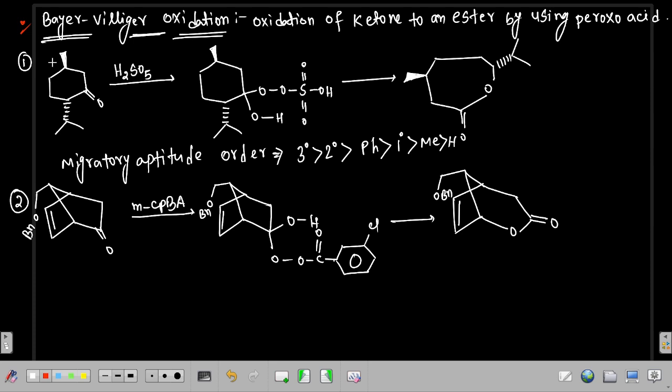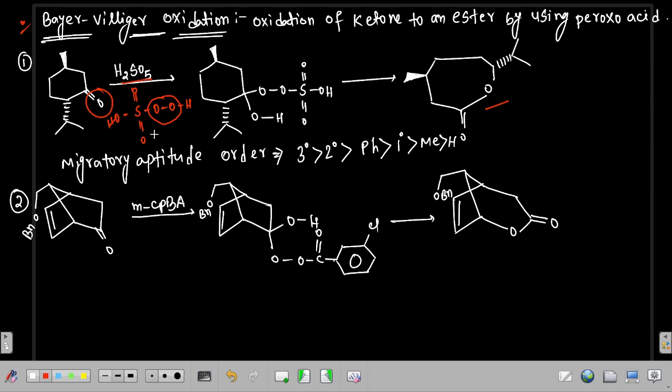Our next reaction is Baeyer-Villiger oxidation. This is an oxidation of a ketone to an ester, a cyclic ester, by using a peroxo acid. Peroxo acid means there will be a peroxo bond in the compound. Okay, this is a peroxo acid. Here you see a peroxo bond is there. That's why it is a peroxo acid.